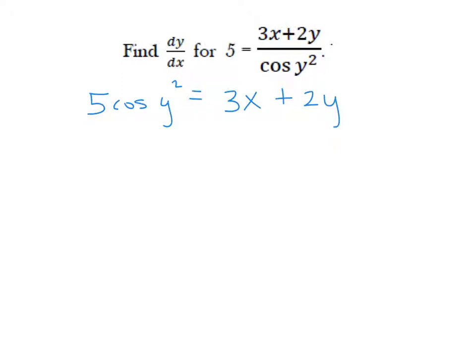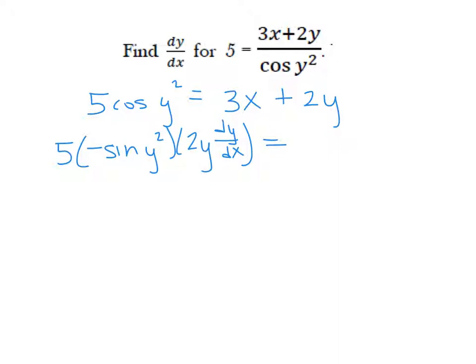And now I'm going to take the derivative of each side. The derivative of 5 cosine squared y is going to be 5 times negative sine y squared times 2y dy/dx. So it's using that chain rule there. So that's the left side. It equals, on the right side, the derivative of 3x is 3. The derivative of 2y is plus 2 dy/dx.